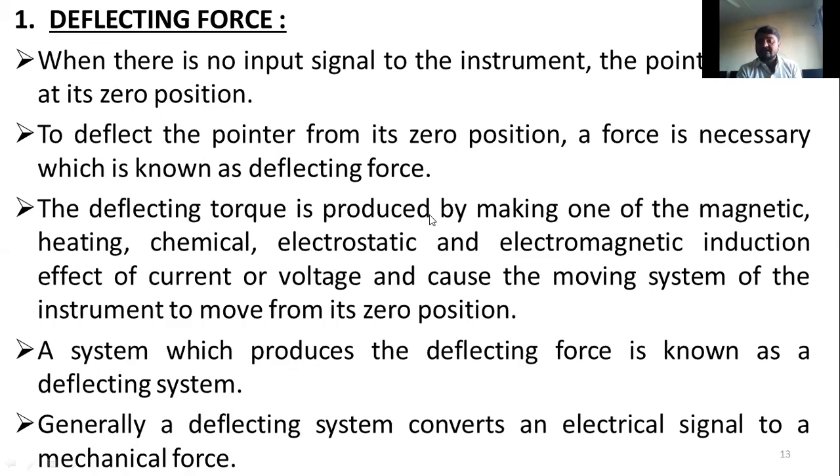The deflecting torque is produced by a magnetic effect, heating effect, chemical reaction, electrostatic, or electromagnetic induction effect of current or voltage, and it causes the moving system of the instrument to move from its 0 position here. इसमें कौन सा भी हो सकते, anything, it may be magnetic effect or heating effect, chemical reaction, electrostatic, electromagnetic induction effect of current, voltage. The force will be produced, and the pointer will move from 0 to non-zero position.